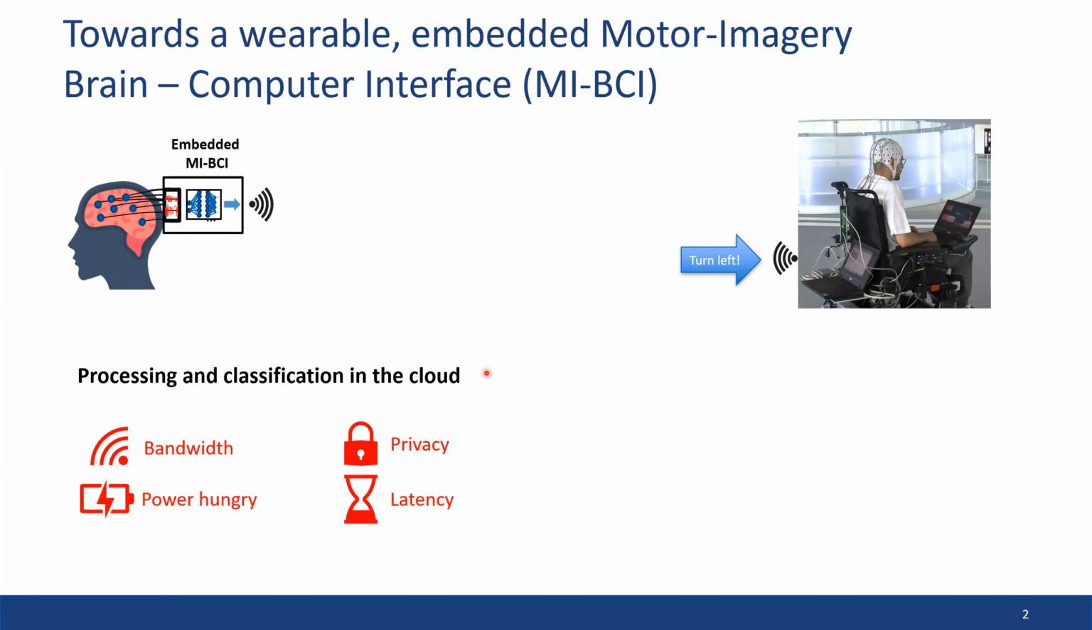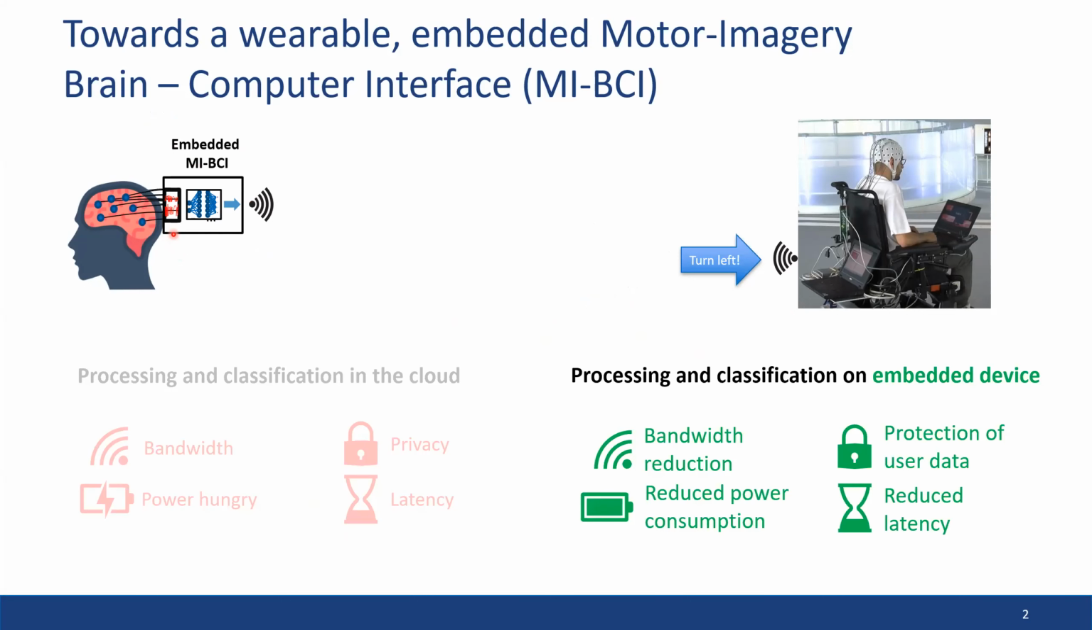So what we propose here instead is to have a device which is called embedded MIBCI, where we do the processing and the classification directly on the device near the sensors. This solves most of our problems, meaning we can reduce the required bandwidth because we can send the commands directly to the wheelchair. We can therefore also reduce the power consumption, the latency, and also hopefully we can increase the protection of our user data as we don't need to share the raw EEG data with third parties.